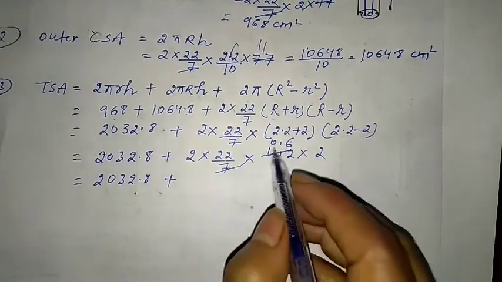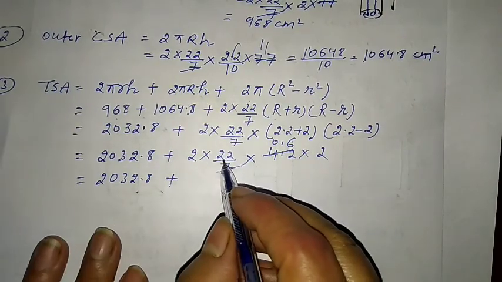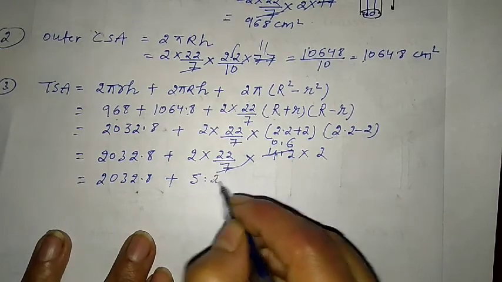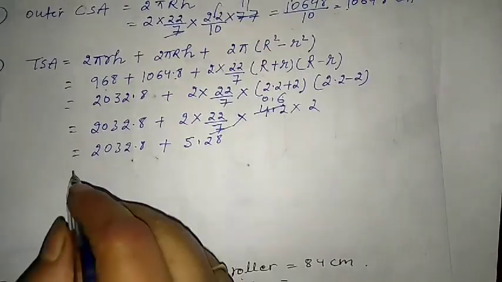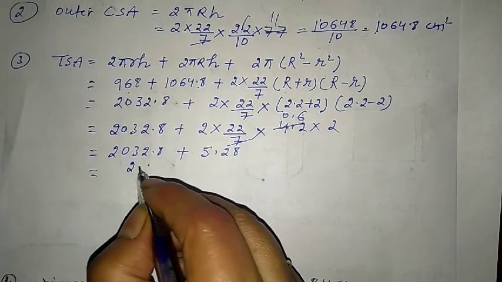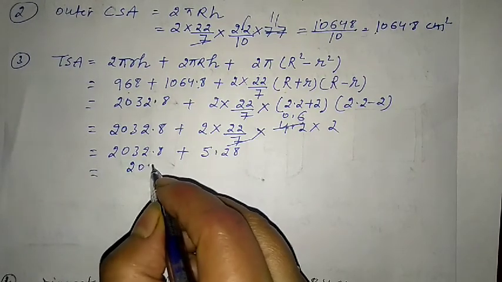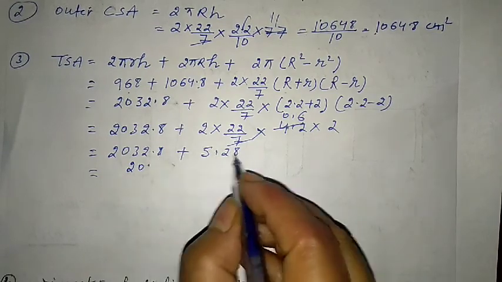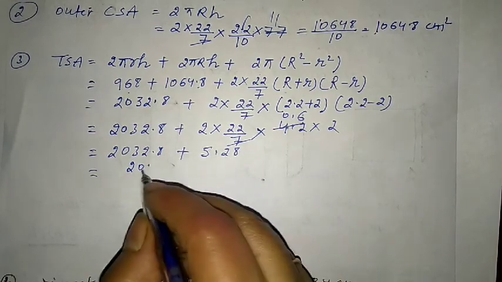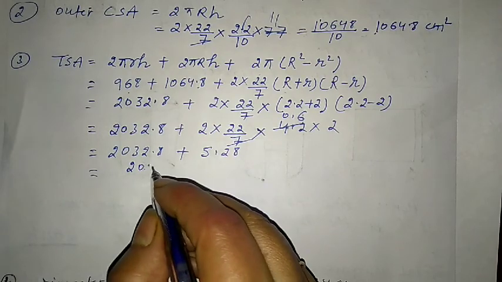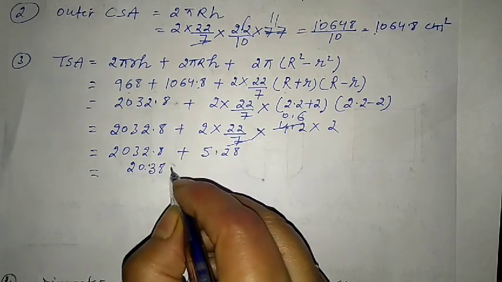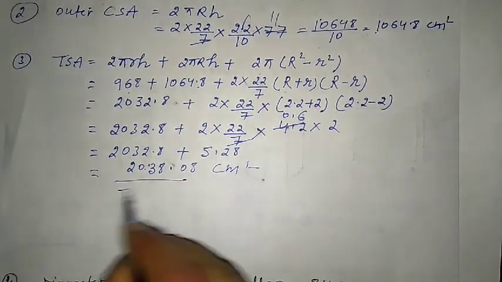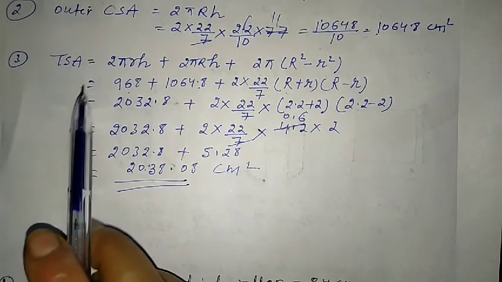2032.8 plus 6 2s are 12 and it is 44. 44 and 12. This we have 5.28, like this. If we add these two, we are having 20. This is 0.28, 0.08. If we add these two, 8 0 2 10. So 32, we are having 2038.08 centimeter square. This is the complete total surface area of the figure.